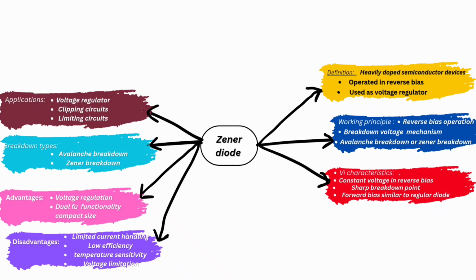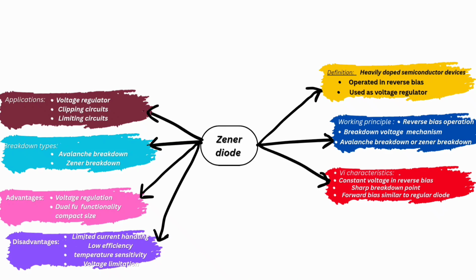In the next video I will explain avalanche breakdown and zener breakdown, and I will also explain the major difference between them. So this is the working principle, and coming to the VI characteristics: as we know, under reverse bias the voltage is constant and it has a sharp breakdown. In forward bias, it acts as a normal PN junction diode. Coming to the applications, we use this zener diode in voltage regulators, clipping circuits and limiting circuits.